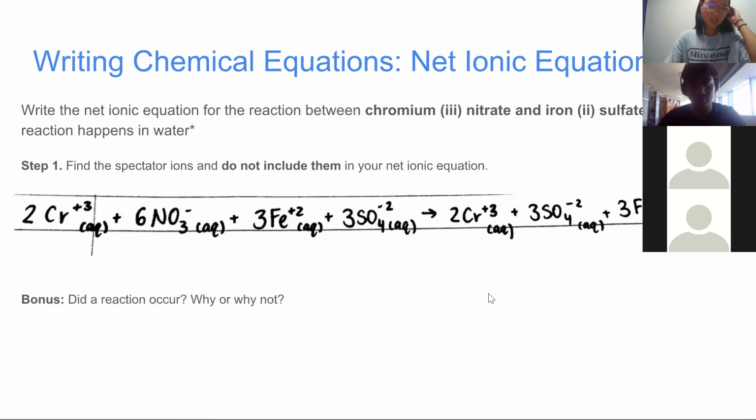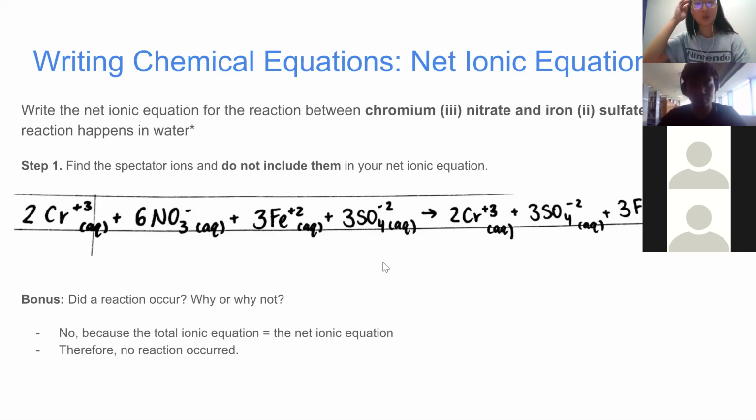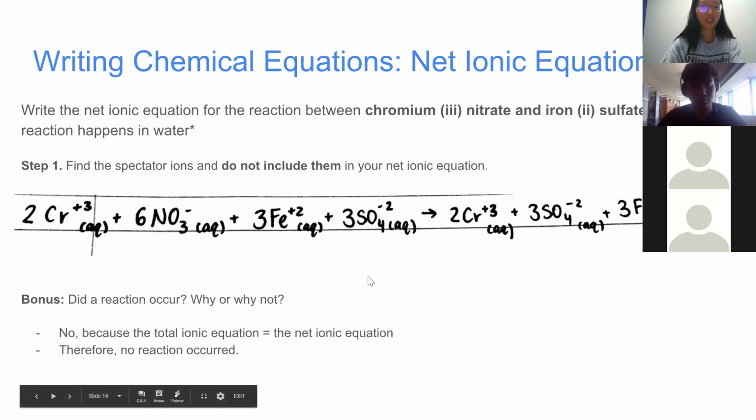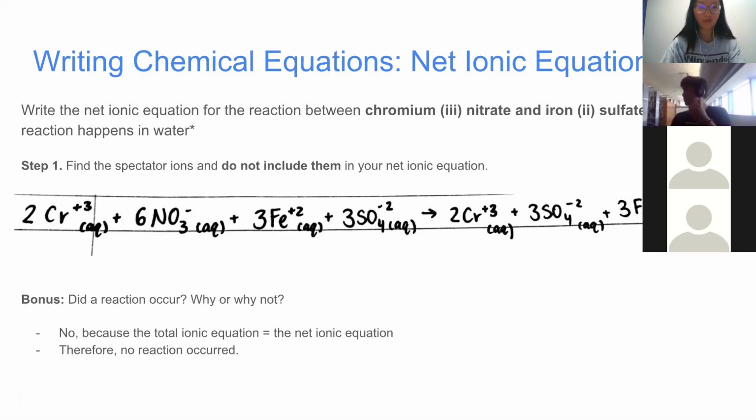Basically, a reaction does not occur because the total ionic equation is the exact same thing as the net ionic equation. And this means that there was basically no change, like nothing changed. Everything dissociated, and then it just stayed dissociated in the products' form.